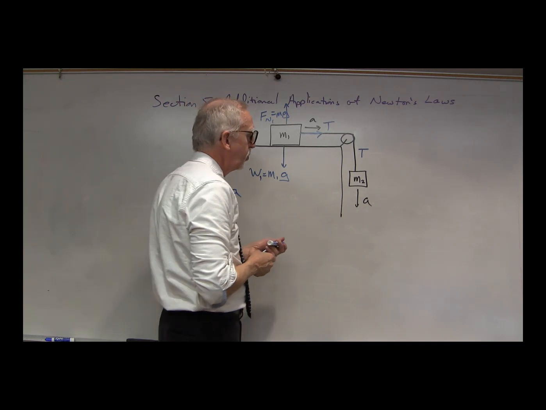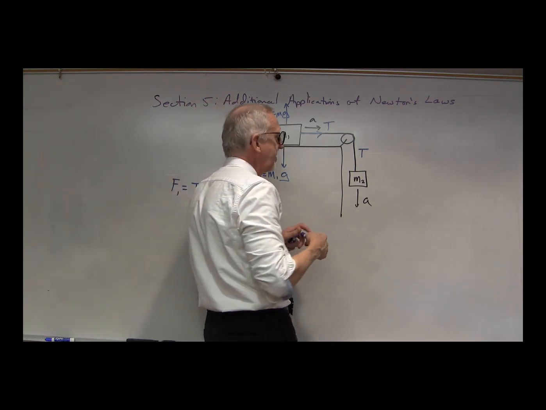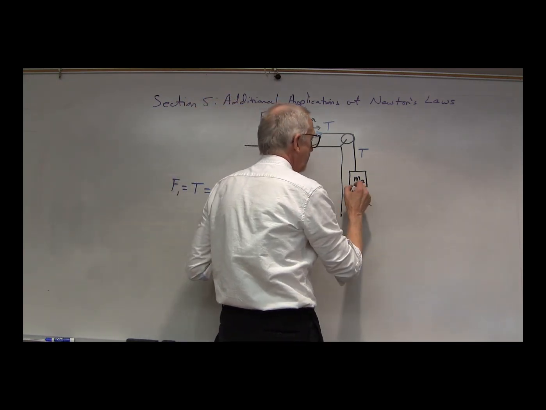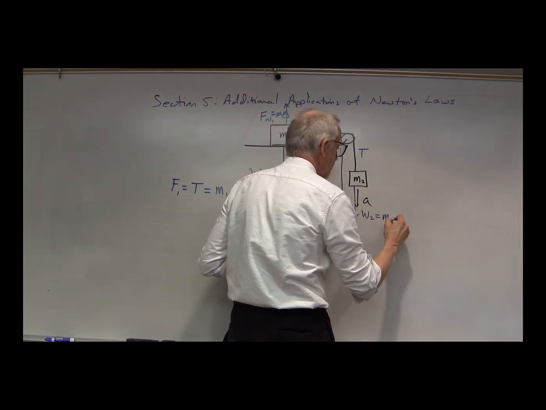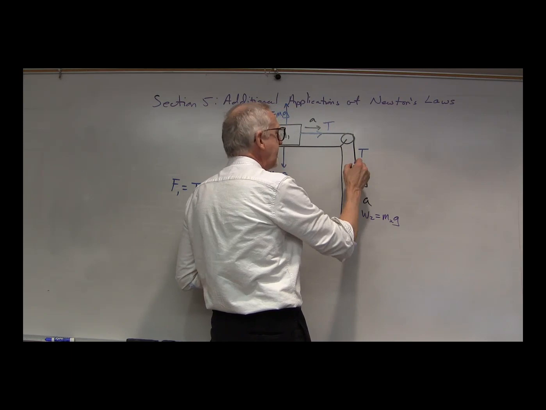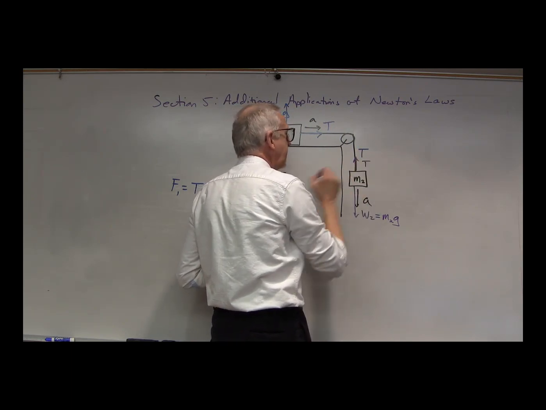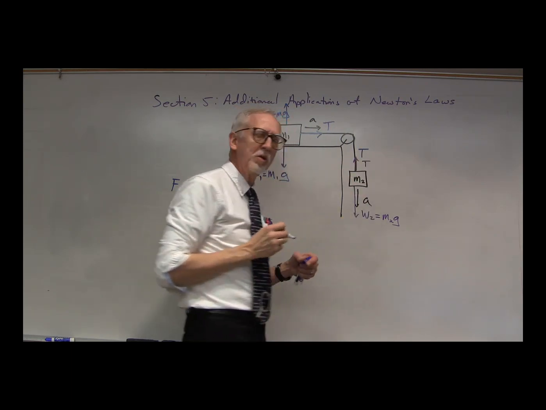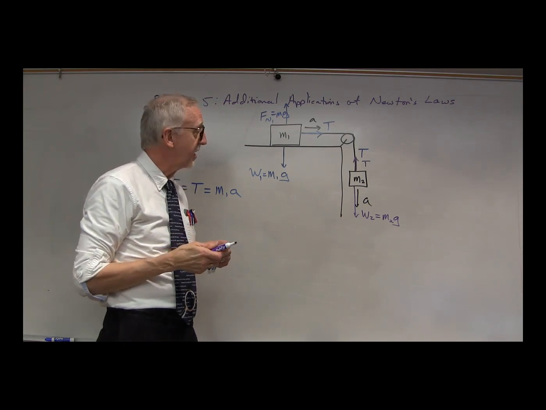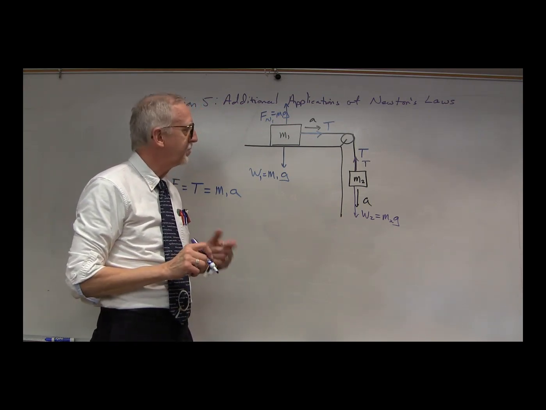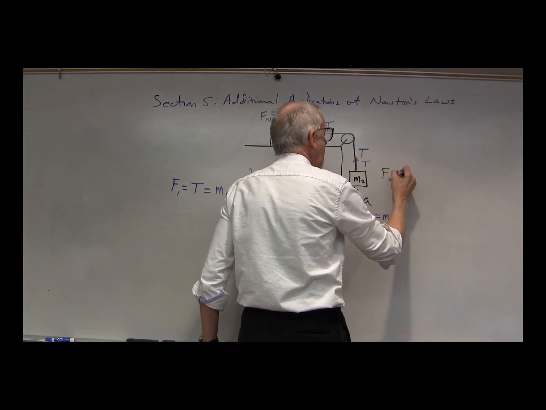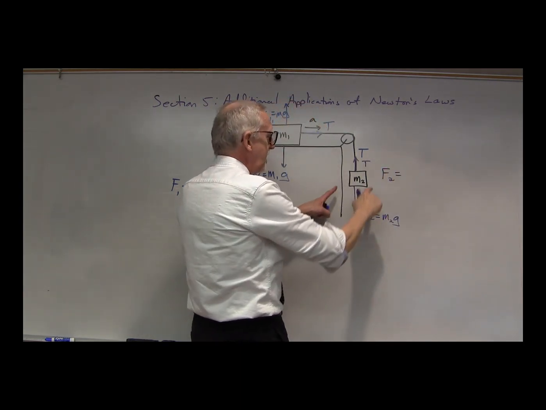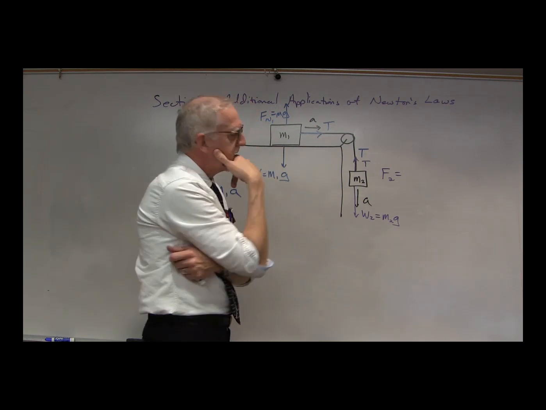All right, what about the forces on m2? Well, in that case, we've got a weight of m2 pulling down. So weight 2, we know that's going to be m2g. We have a tension pulling up, and those are all the forces acting on m2. So what's the equation of motion for m2? The net force on m2 will be, how do we want to do this?